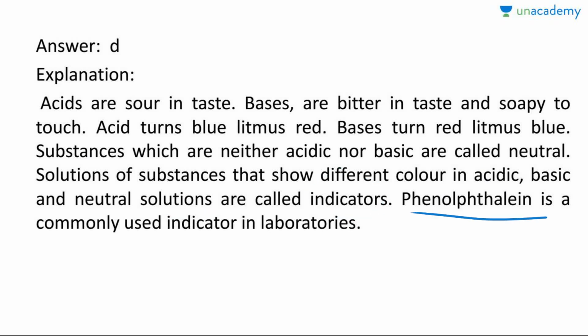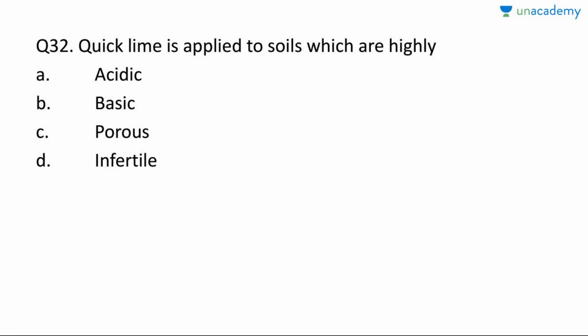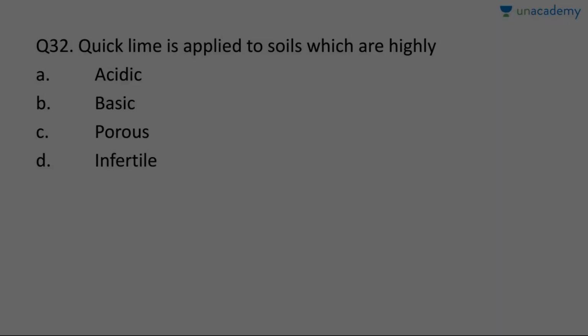And phenolphthalein is a commonly used indicator in laboratories, so please remember it. So answer here is D. Phenolphthalein is an indicator. Quick lime is applied to soils which are highly acidic. Quick lime is a base, so you will apply it to soil which is highly acidic, so answer here is A.